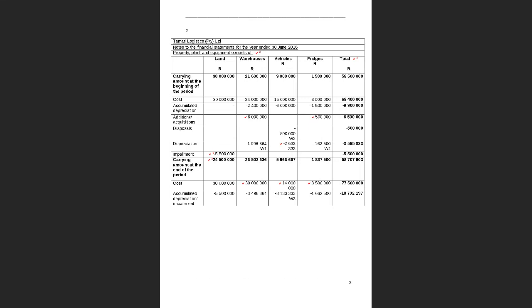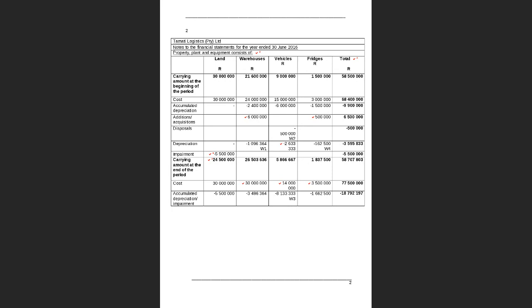Then if I go back to the question, the cost is now going to be increased. It's going to be the 24 million plus the 6 million. For the accumulated depreciation, you're just going to add the depreciation at the beginning of the year to the current year depreciation.